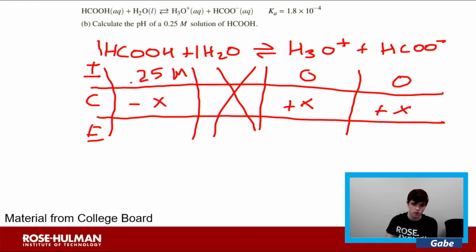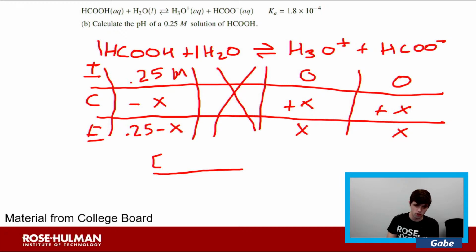So now we can look at our equilibrium concentrations. And this is simply just combining the two, initial and change. So our final equilibrium would be 0.25 minus X, and then X for down here. So now, what do we do with our equilibrium concentrations? Well, like I said earlier, we plug it into our expression that we found earlier.